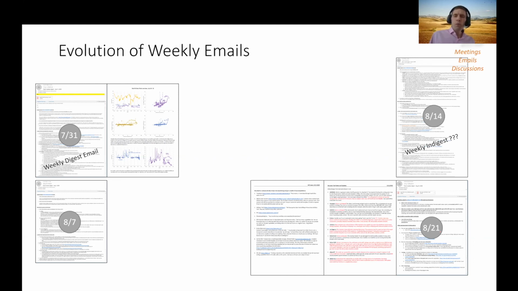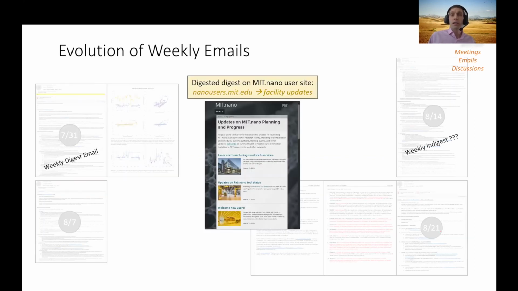So what we're also doing is we're going through this weekly email and digesting it to have a digested digest. It's kind of getting convoluted, but on the MIT.nano website, on the user website, we can then pull all the really relevant information out, not the reminders of training or other small things, but for instance, if we attach a list of laser micro machining vendors that we compiled last week, that's something we can post, or generally the tool status updates and so on. So if you've forgotten where the email is, no big problem. All the critical things will be on the MIT.nano user website, and you can find the link over here.